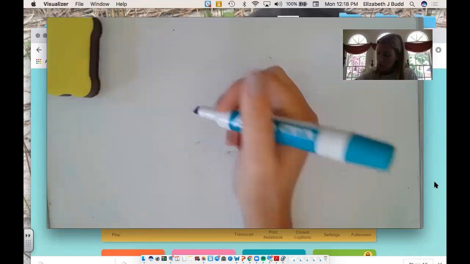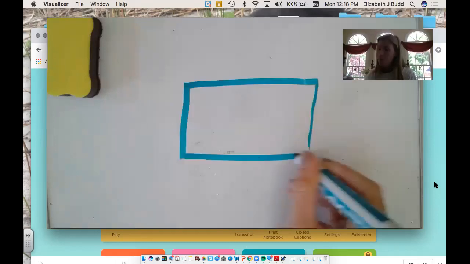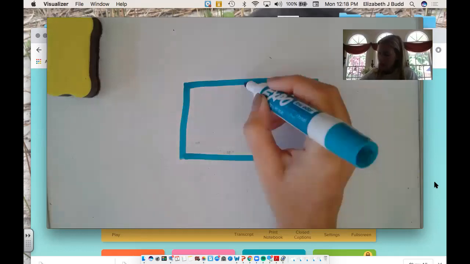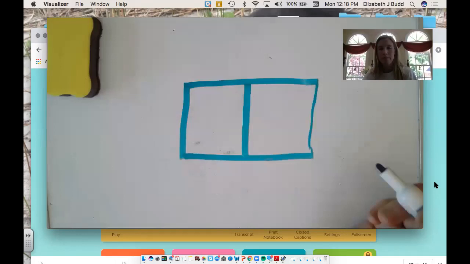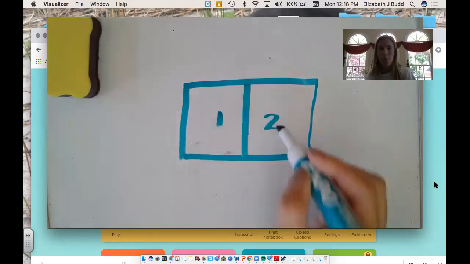So I'm going to go ahead and draw my rectangle here. And we're going to start out by splitting this rectangle in halves. Okay. In order to do that, we do the same thing that we do with the circle. You just go ahead and split it right down the center. Okay, so we have 1, 2 equal pieces.